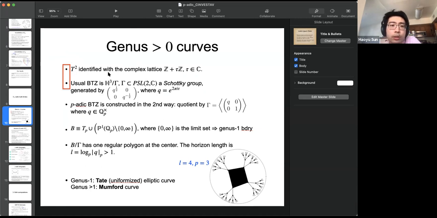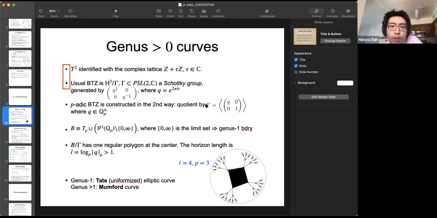The first one is to identify it with a complex lattice, as follows. So tau becomes the modular parameter of the torus. And the second one is that we can quotient the hyperbolic 3-manifold by a Schottky group. And then the conformal boundary will become the torus. And the tau is the same in these two constructions. In the p-adic setting, the first one does not really work, so one has to resort to the second way of construction.